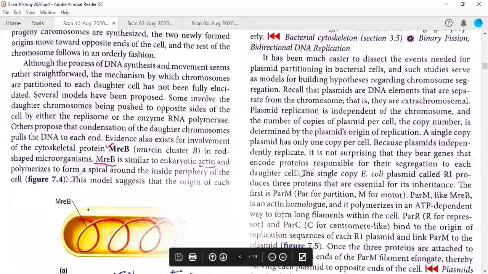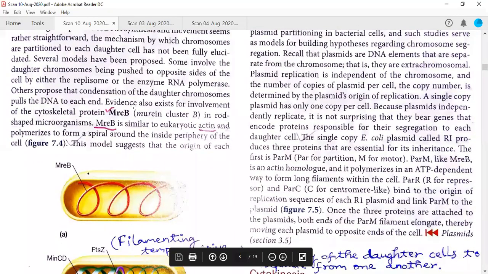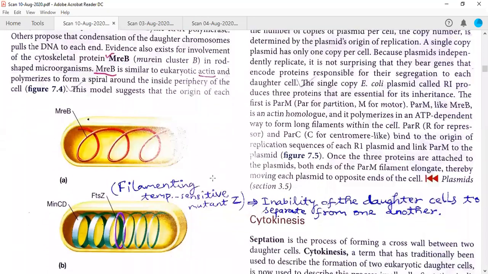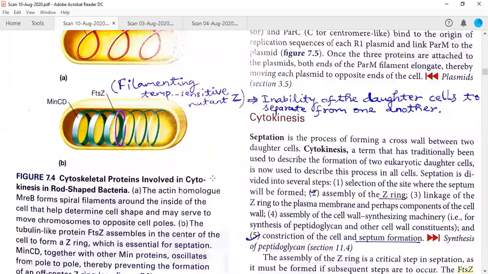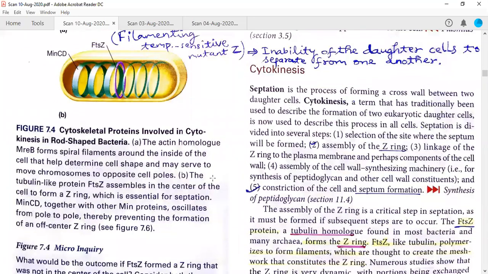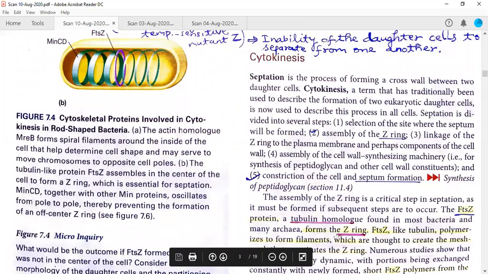Fine. So there are two proteins. Actually, this MreB protein, MreB stands for murein cluster B. And we will discuss the FtsZ protein also. It is given here because the Z is for Z ring. So it is a tubulin homolog found in most bacteria and archaea, forming the Z ring, like tubulin polymerizes to form filaments and so on.